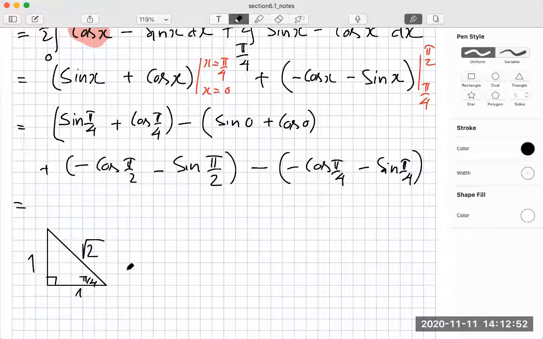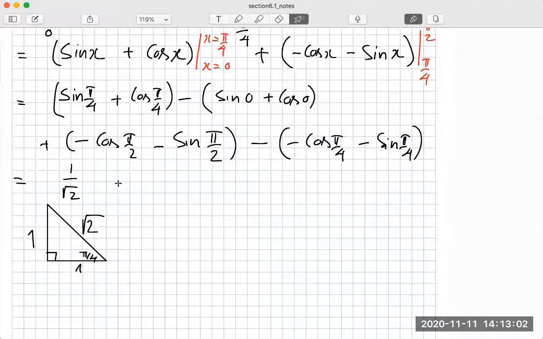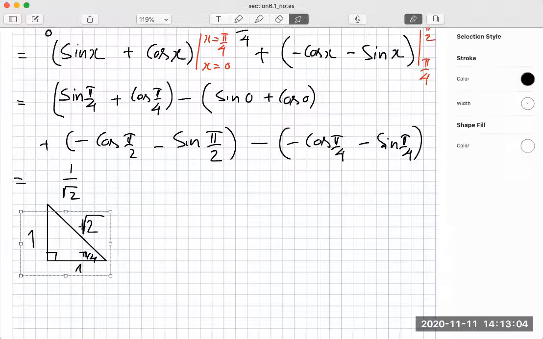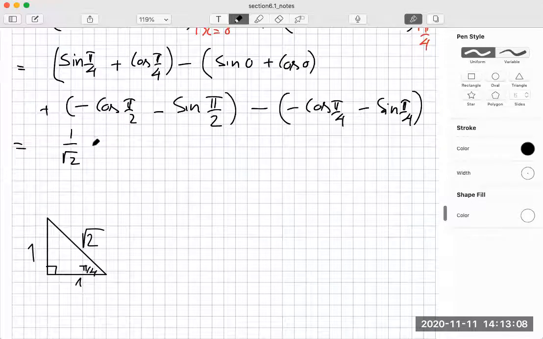So sine of pi over 4, it will be... Very good. And cosine? Cosine of pi over 4 is also the same thing, right? 1 over square root of 2. Okay?